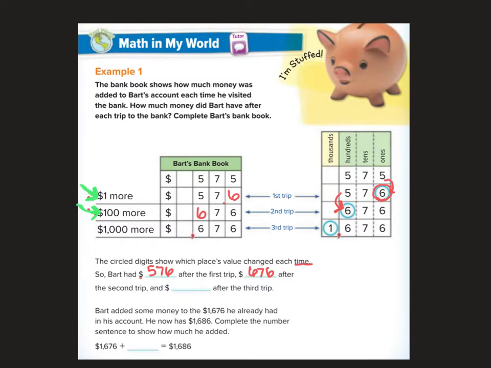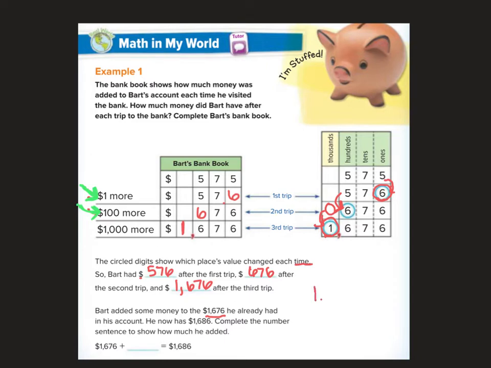Okay, and blank after the third trip. So in the third trip, we went from 0 thousands to 1,000. Okay, so he added $1,000, and the only thing that's changing is the thousands place. 1,676 after the third trip. So Bart added some money to the 1,676 he already had in his account.